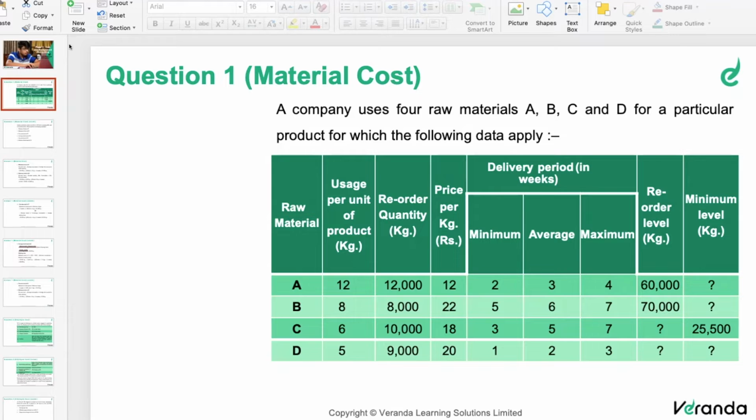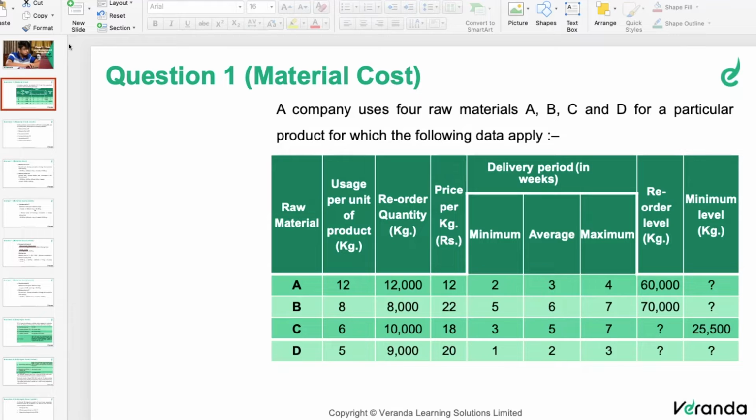Delivery period, what is called delivery period? Lead time. Lead time represents delivery period. What is called the lead time? Time gap between date of order and date of receipt of goods. When I am going to order the product, when I am going to receive the goods, that is called one lead time. With respect to lead time: minimum lead time, average lead time, maximum lead time. The delivery time is called lead time.